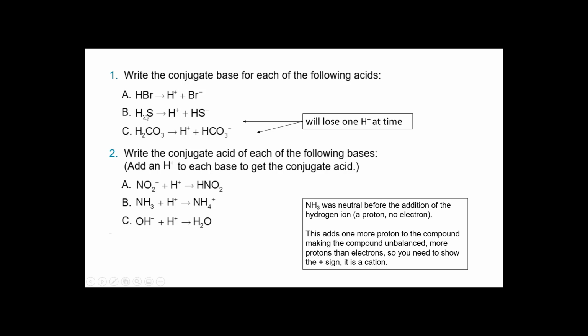Here is hydrosulfuric acid, and this one's going to have one hydrogen removed. So if you remove one hydrogen, you've got to show a charge because it's no longer balanced out completely. And then here we have carbonic acid. And again, we're going to remove one hydrogen. So you've got to show a charge because it's no longer neutral. It's not balancing out. But these will lose a hydrogen proton one at a time.